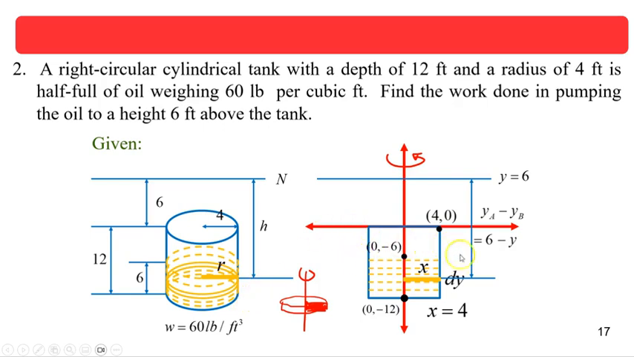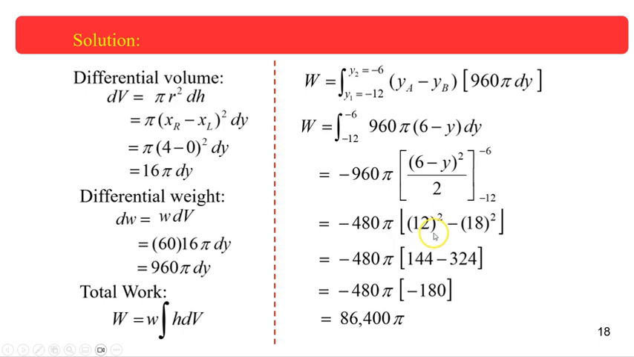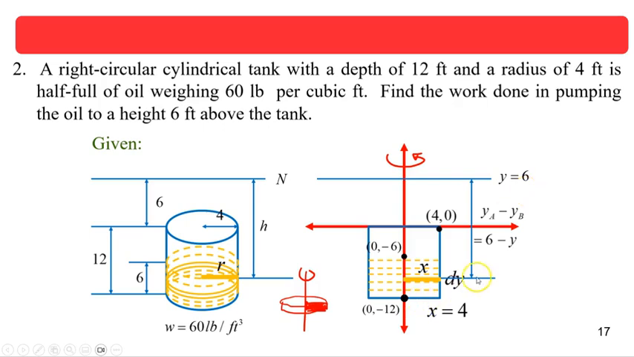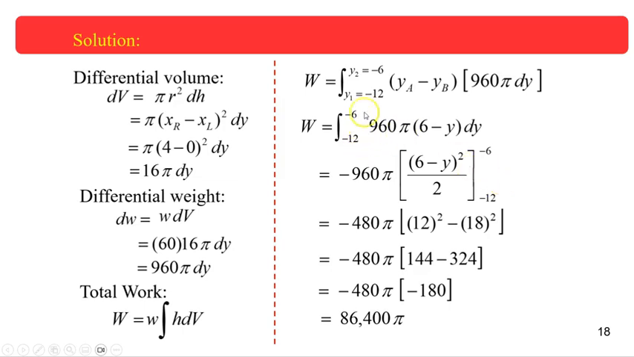And then since you need to pump it to a point 6 feet above the surface, this one has to be 6 minus y, the height. There, 6 minus y, as you can see. And so for the total work, it's this one. The limits would just be, since all of the liquid is from -12 up to -6, because the content is only up until -6. It's only half filled with liquid.